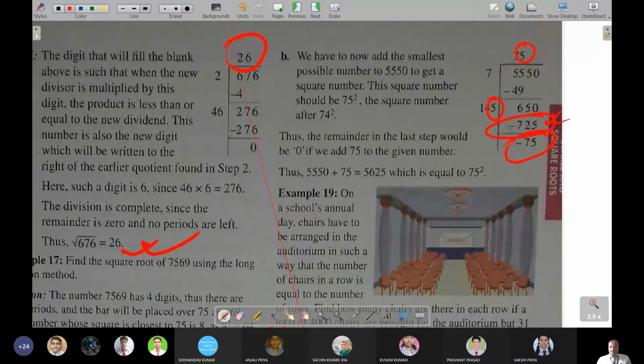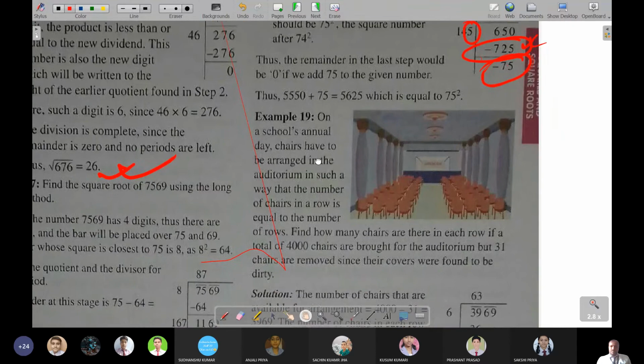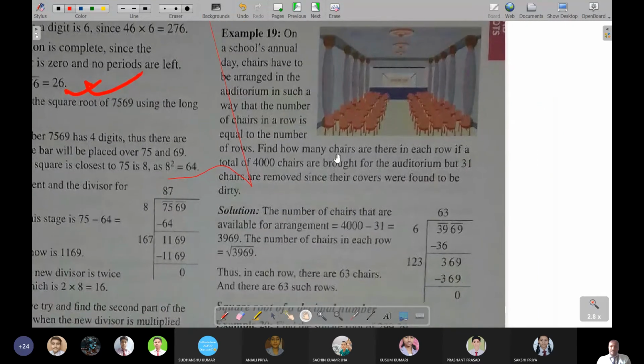Is this clear? Yes. No doubt to anyone? No, sir. Okay. So now let's see example number 19.